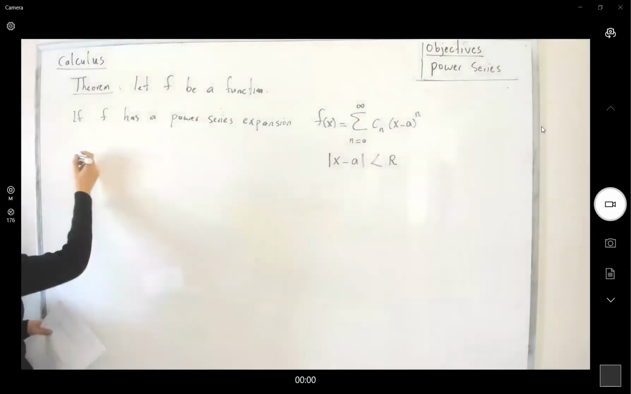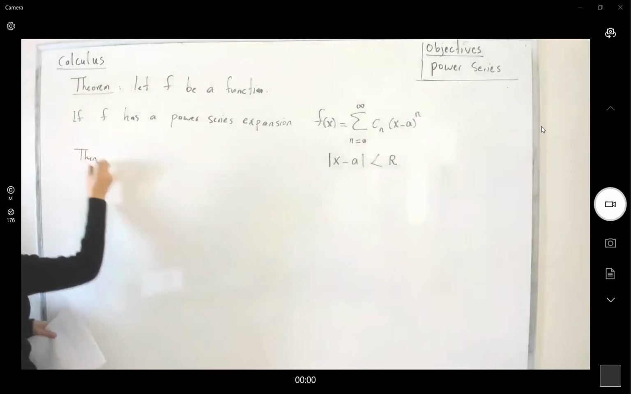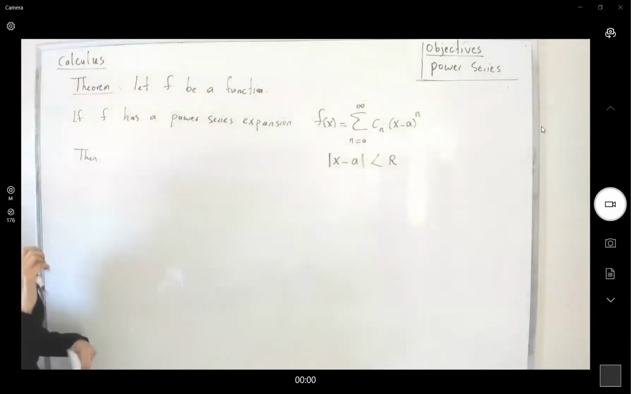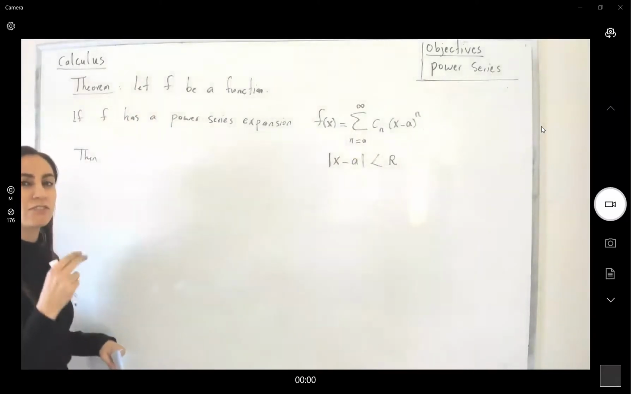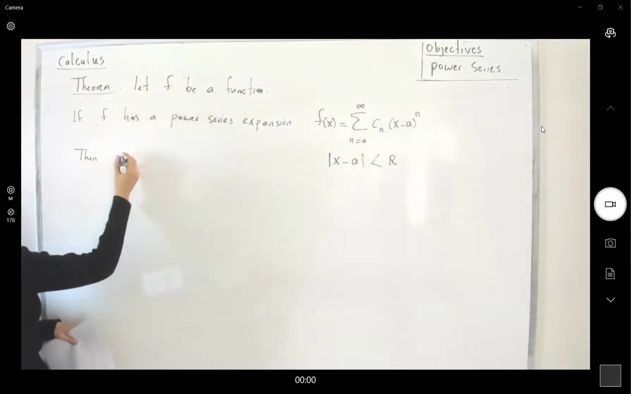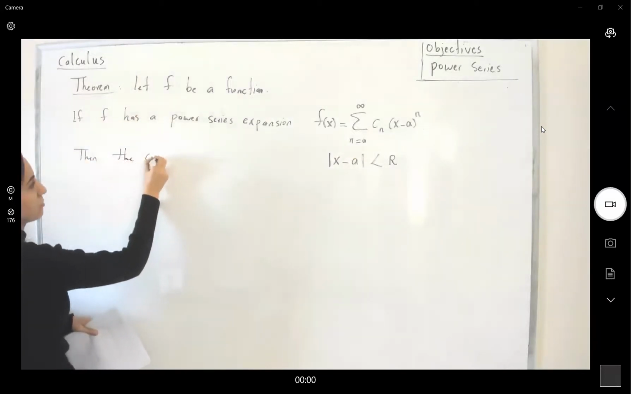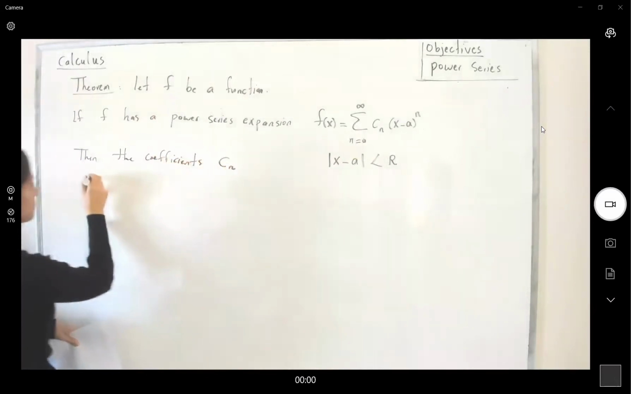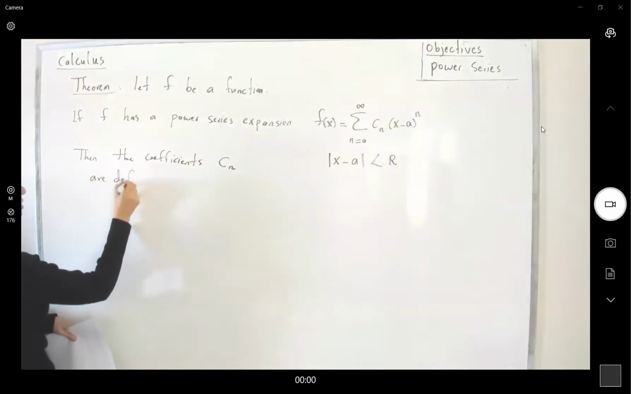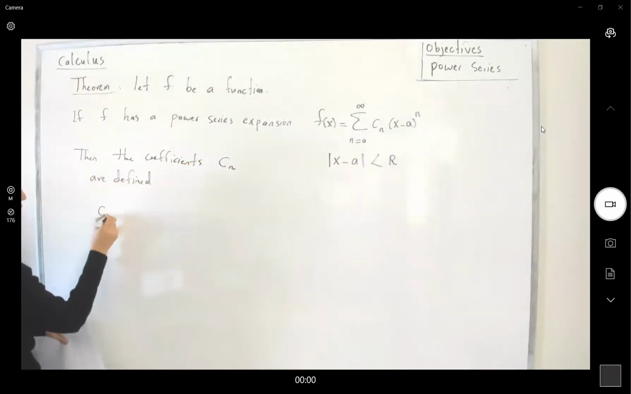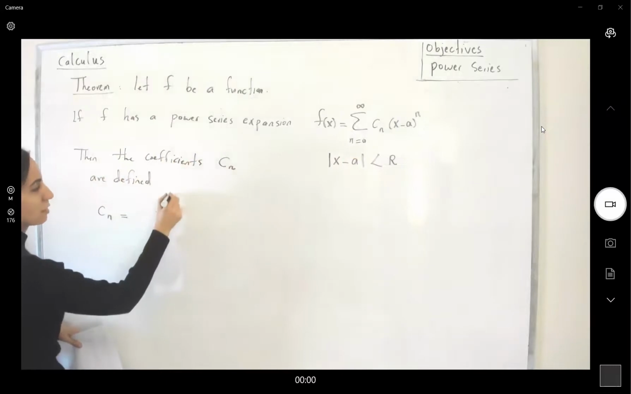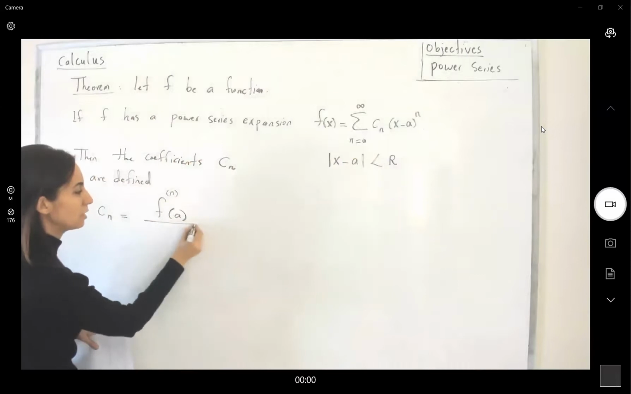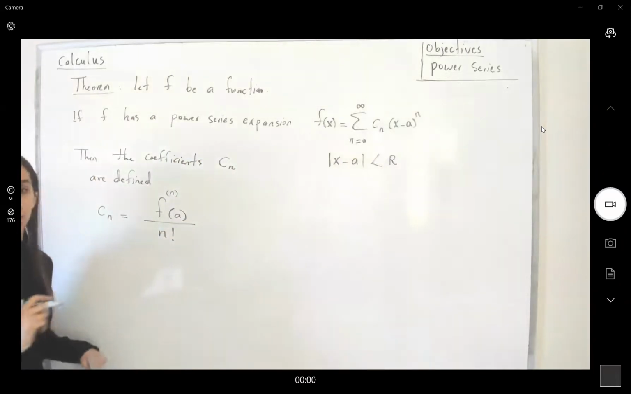Then these coefficients have relation between the derivatives, different power derivatives of the function. Then the coefficients C sub n are defined this way. So C sub n is defined as the nth derivative of the function evaluated at a, divided by n factorial.